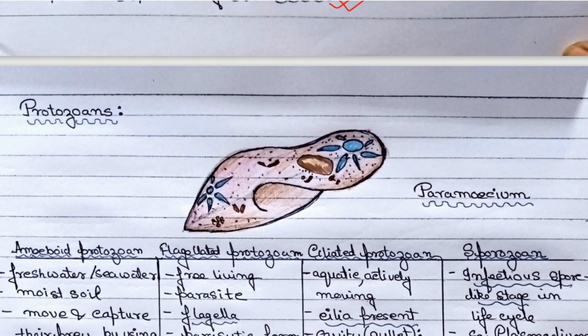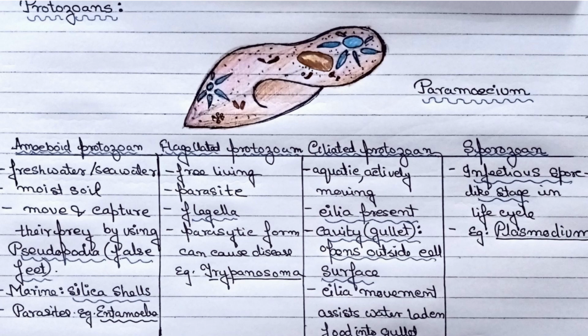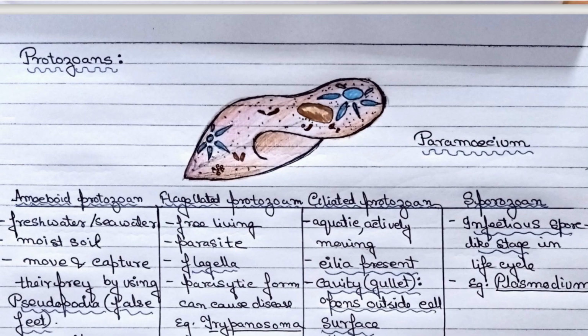Now comes the last division of kingdom Protista, that is protozoa. So this is an exemplary diagram of paramecium. Since we are very much aware of this, I have given this diagram of paramecium.